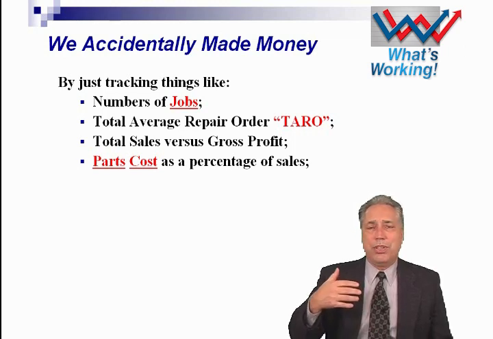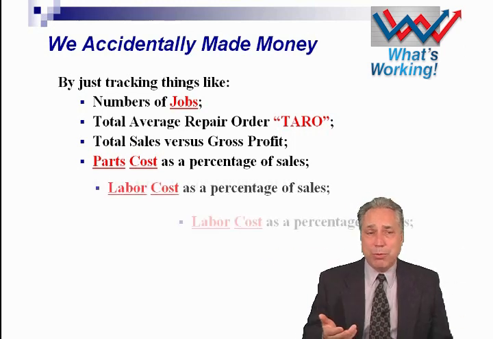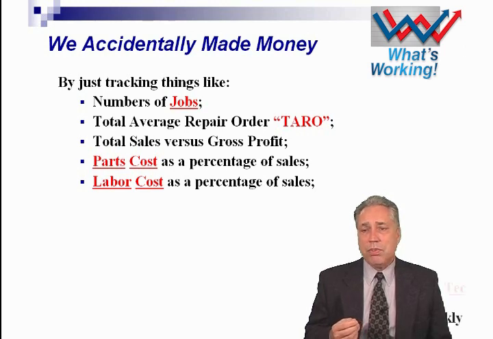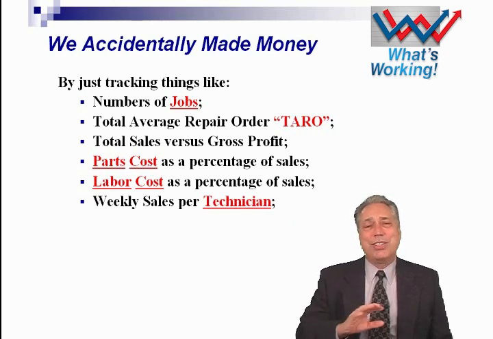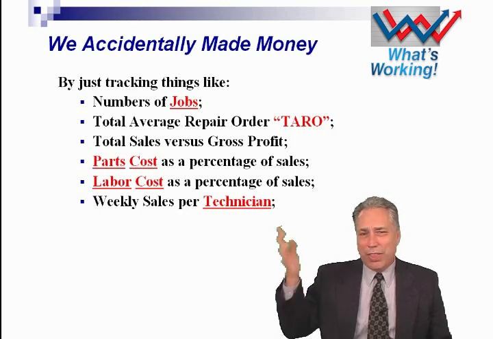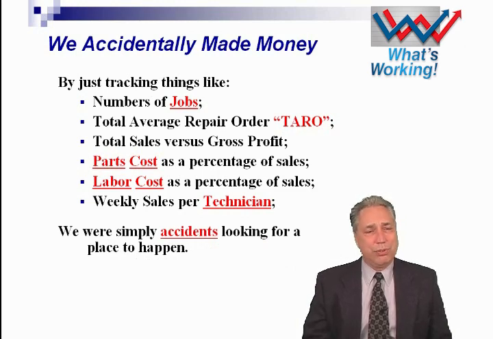So we would take your parts costs. Let's say you sold $500,000 in a year and you had $100,000 in parts costs, and we'd say, well, our parts costs run 20% of sales. And we would try to go toward a target like that as an example. We would use the same sort of formula for labor costs, tracking labor costs as a percentage of sales. We would also try other types of tricky formulas like, I'm going to sell so many dollars for every technician that's on my staff full time. I don't know where that idea ever came from. We were simply accidents looking for a place to happen.